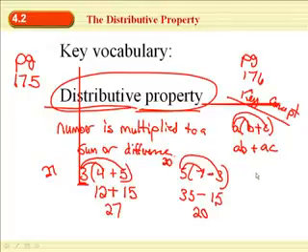If it was subtracting, it'd be A times B minus C, so AB minus AC. So there's the algebra, and we just did the key concept with the key vocabulary. So that works out good. And let's look at some examples.